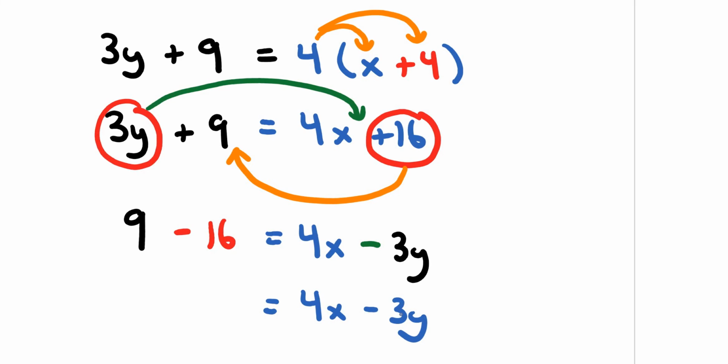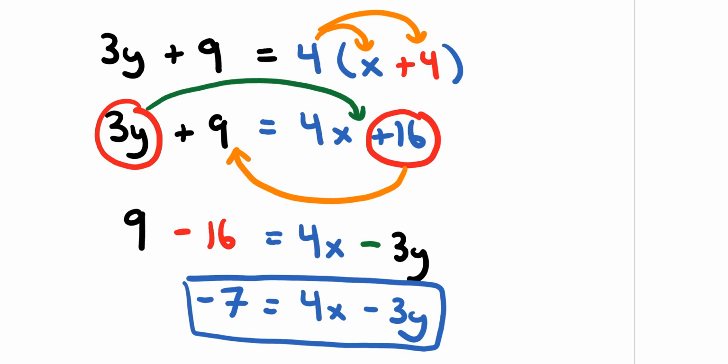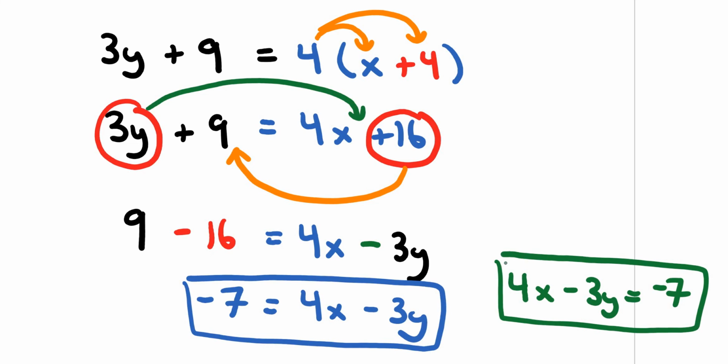And what is 9 minus 16? That's going to be negative 7. So there you go. There's your final answer. And sometimes you can also write this as 4x minus 3y equals negative 7. That's the same thing, right? So don't be worried if you have to flip the order, right? So it's still mathematically the same thing. Okay, great. That's it for question number 2, and then we will now move on to question number 3, I guess.